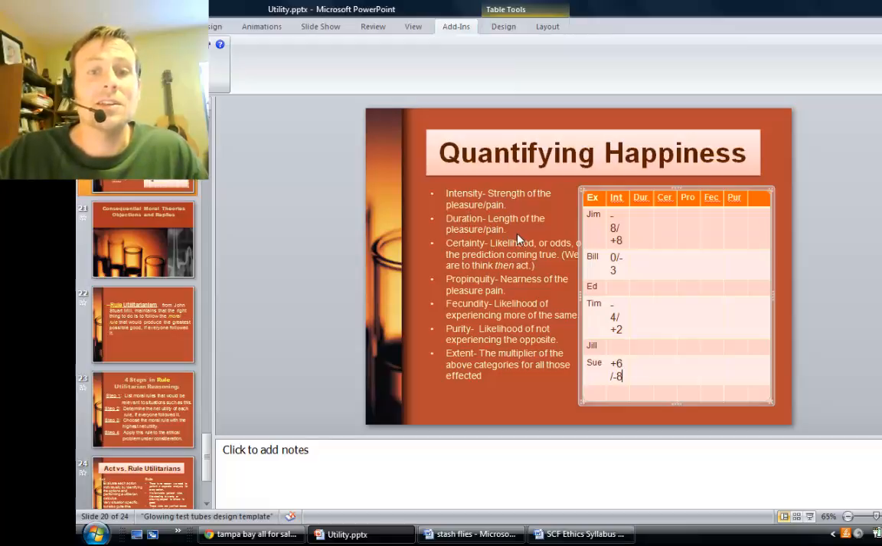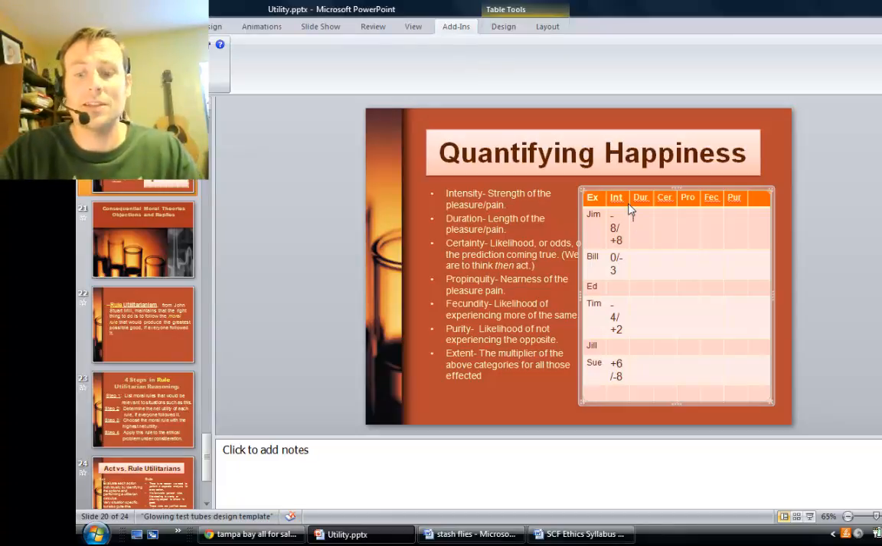For instance, the duration or length of the pleasure or pain. Like, how long is it going to last? How long will this pleasure or pain last? So how long will the positive experience, or how long will this negative experience of being kicked out last for Jim?